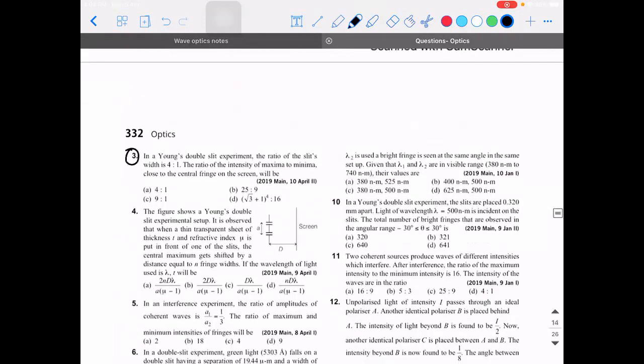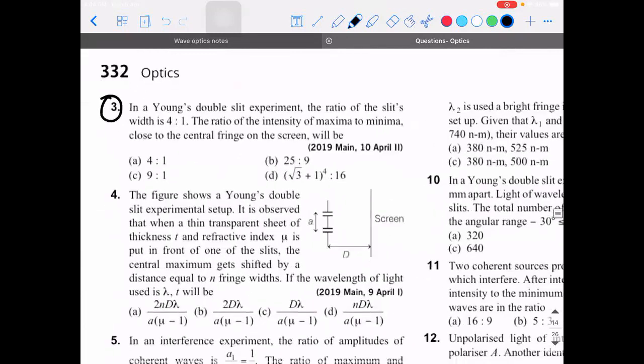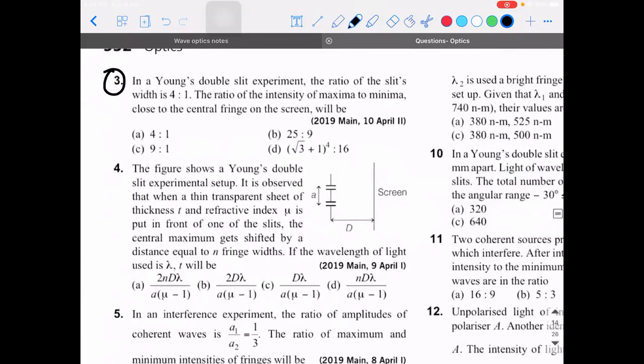So let's start with the third one. Guys, do it. In a Young's double slit experiment, the ratio of the slit widths is 4:1. The ratio of the intensity of maxima to minima close to the central fringe of the screen will be.